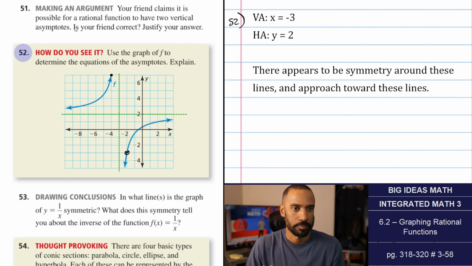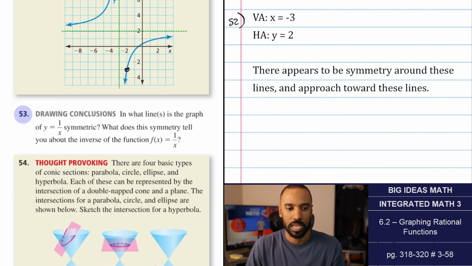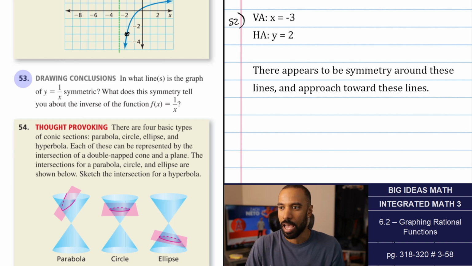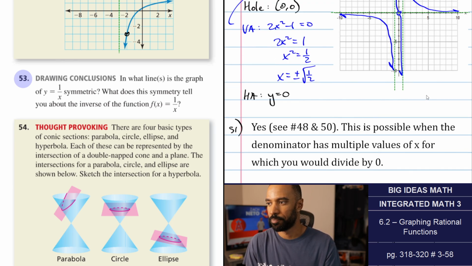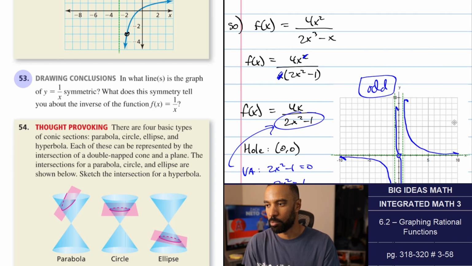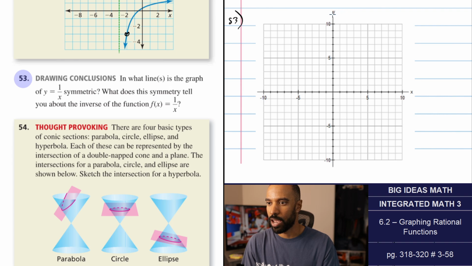Number 53. Maybe these are faster. Drawing conclusions. In what lines is the graph of y equals 1 over x symmetric? What does the symmetry tell you about the inverse of the function f of x equals 1 over x? Oh, so, well, we've drawn this plenty of times from the start. 1 over x is literally the most basic form of this stuff here.